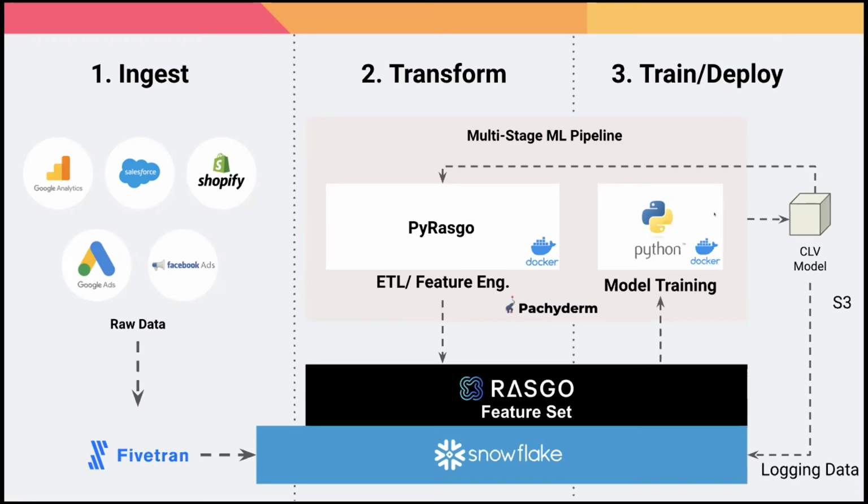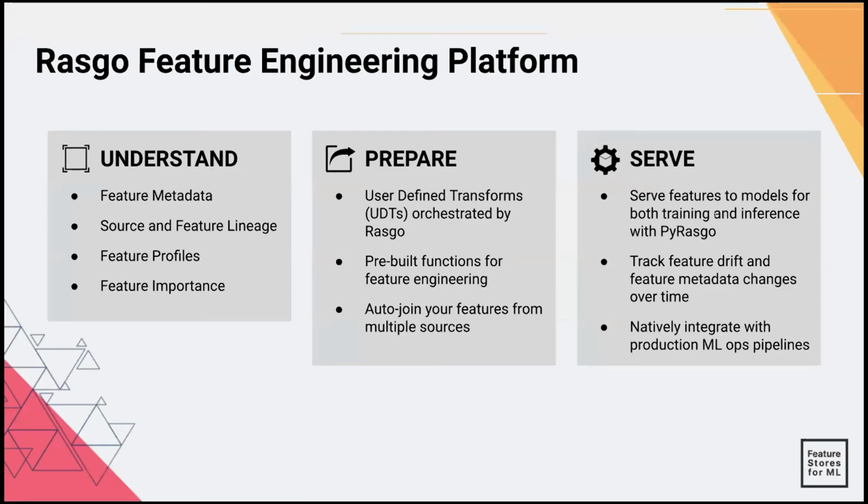That's awesome. Yeah, control center for ML. That's what our customers have asked for. To expand on that, the key product capabilities that Rasgo focuses on are really three pillars: understand, prepare, and serve. The one that might be a little bit different from some of the other feature stores is the prepare, the central one. But first, let me talk about understand.